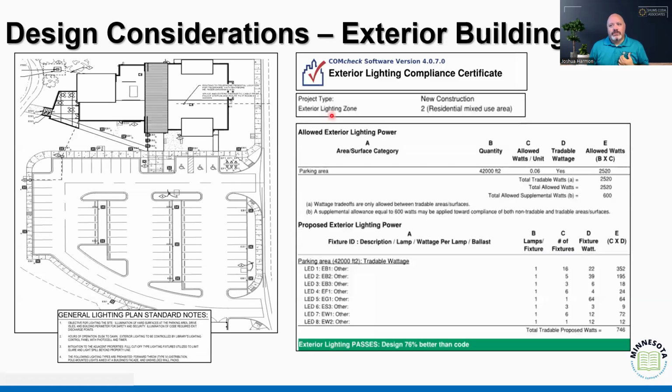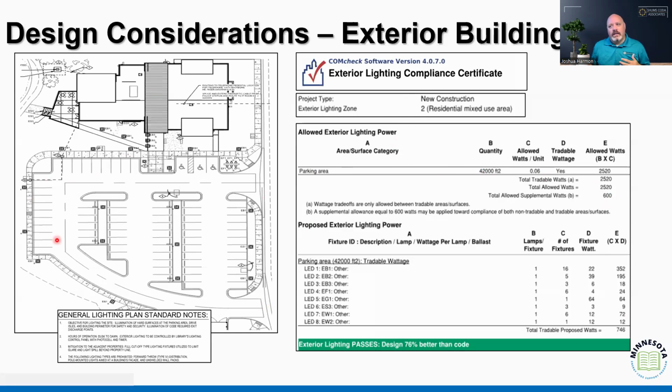So what we're going to do is designate a zone. This is a mixed-use residential zone. This is a new construction. They're going to tell me that that parking area is going to be of a certain size, and they're going to have a certain allowance for lighting that gets me up to 2,500, and they're going to use 700 watts of power in this design for this parking area.